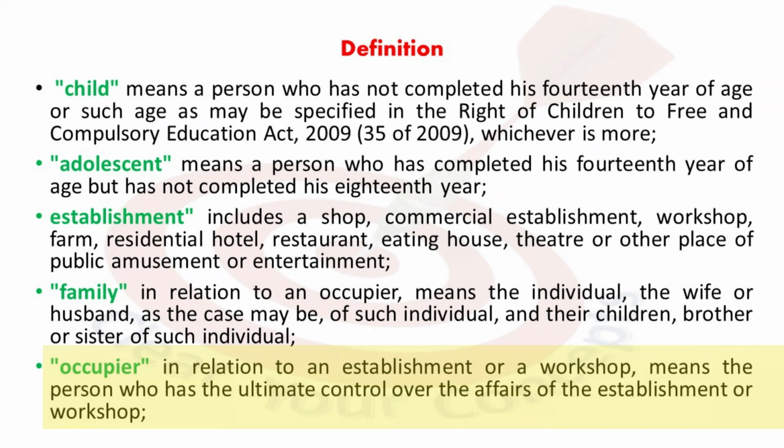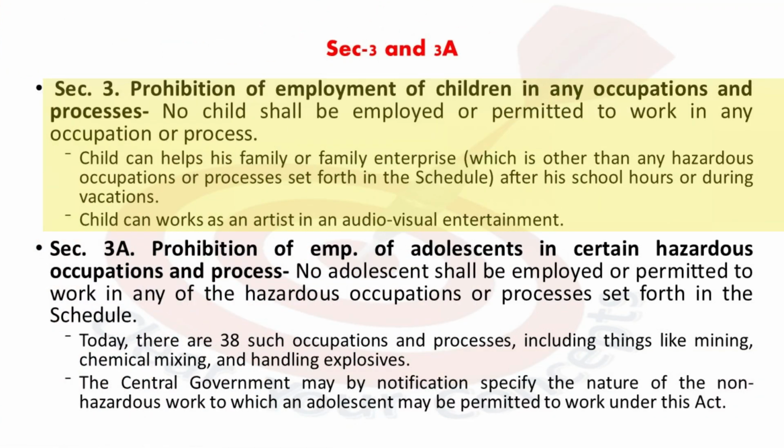Chapter 2 is the heart of the Act. Section 3 bans employment of children altogether. However, there are 2 small exceptions. A child can help in a family enterprise after school hours, provided it is not hazardous, and can also work as an artist in the entertainment industry, like films or TV serials, but not in circuses. For example, a child acting in a movie is allowed, but a child working in a matchstick factory is not.